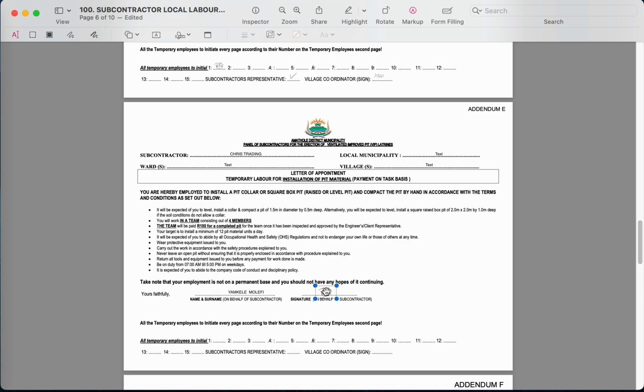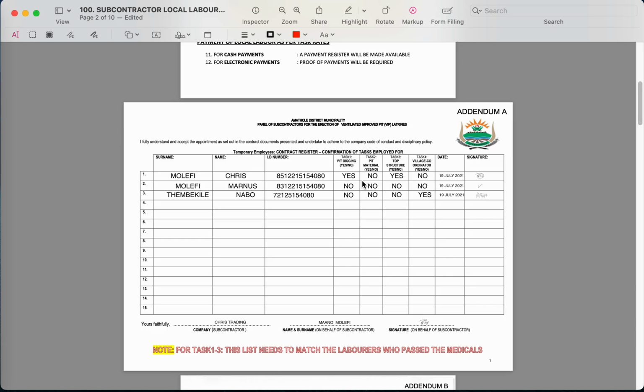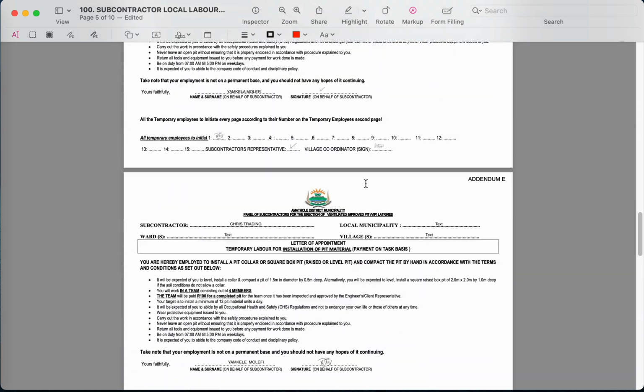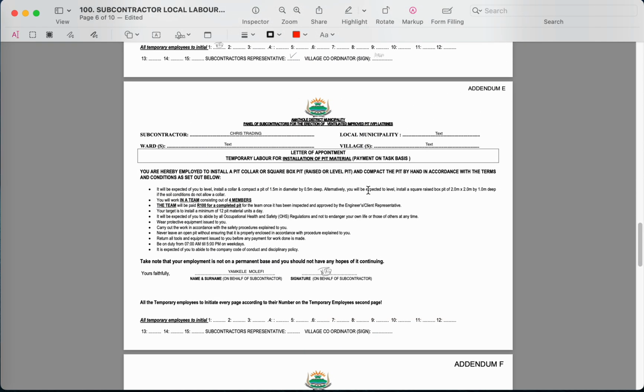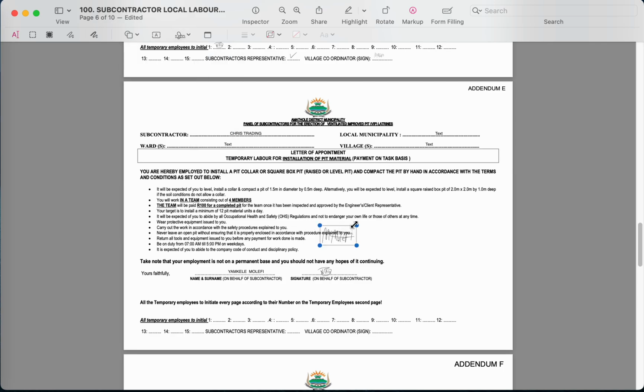Now let's say, for instance, according to our register, Chris is not the so-called pit material installer. But then it happens that we decide, no, Chris, you will do the pit digging. You'll also install the pit material. You'll also install the top structure. Now, on addendum E, which is installation of pit material, Chris, because he's also the pit material installer, will also need to sign, but he is only signing on his number. So Chris needs to sign here on number 1.